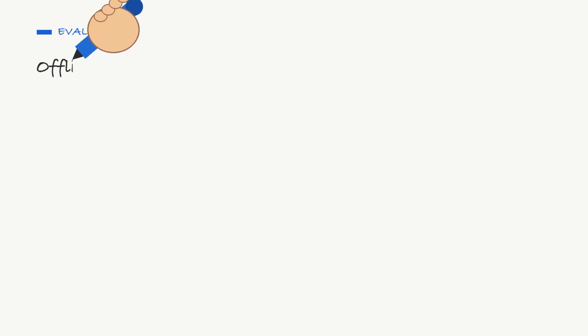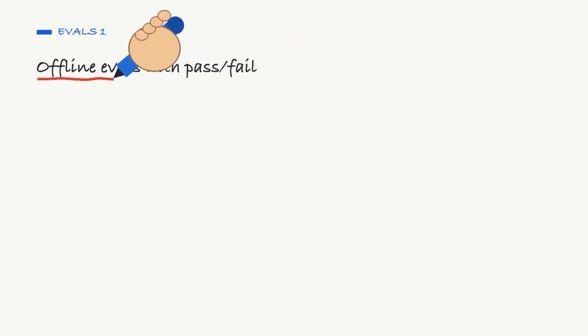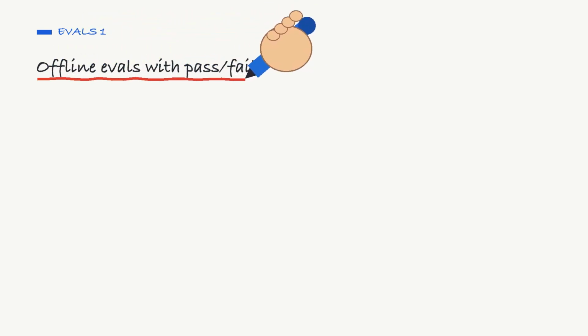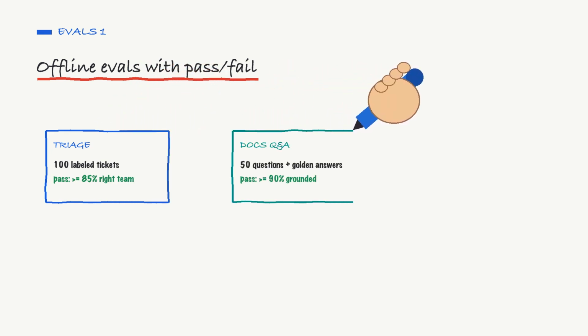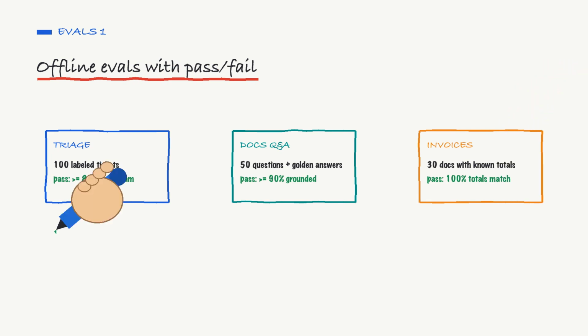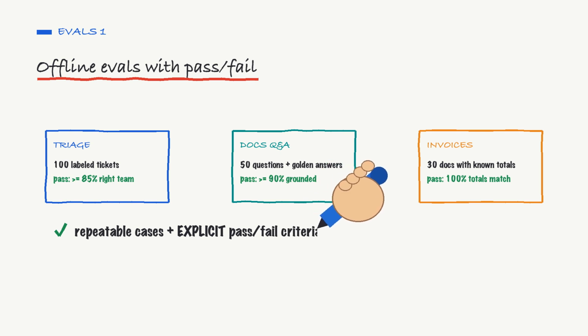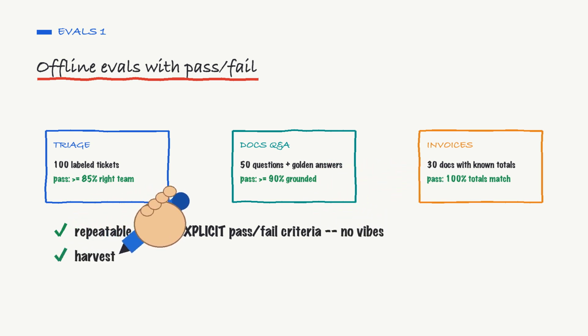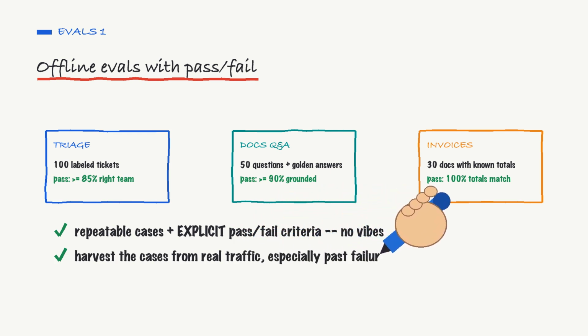Offline evals are repeatable labeled cases with explicit pass-fail criteria. For our triage agent, 100 labeled tickets. Pass means at least 85% land on the right team. The Q&A bot, 50 questions with golden answers. Pass means at least 90% grounded, no hallucinations. The invoice processor, 30 documents with known totals. Pass means 100% of totals match. Money tolerates no vibes. Harvest cases from real traffic, especially the past failures.